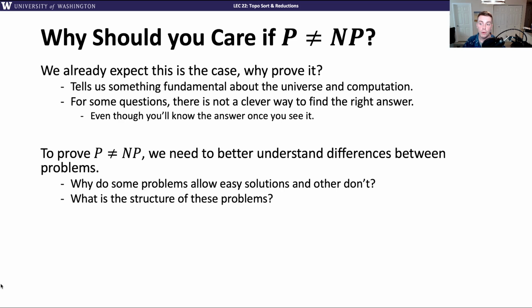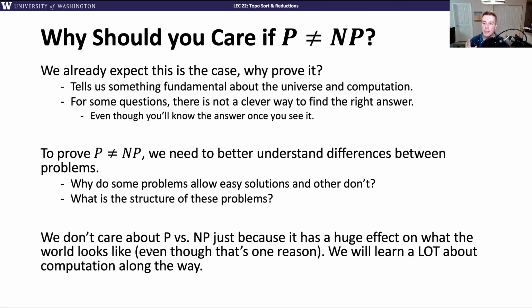So in order to prove this, we need to understand problems better. We need to understand why some problems have easy solutions and why others don't. And what is it about these problems that yield these properties? These are things that we currently don't know or don't have strong enough tools to reason about in such a way to prove that these things aren't equal, even though we know or are really, really certain that they're not going to be equal.